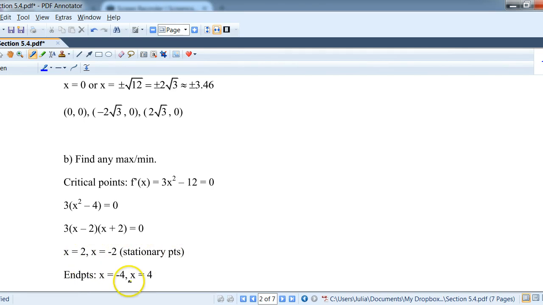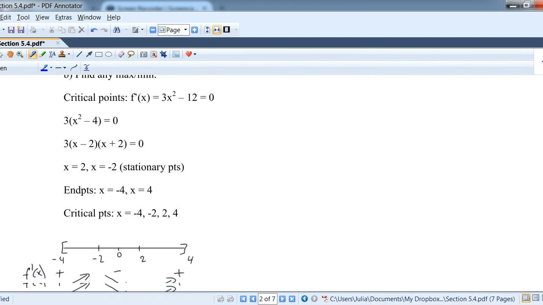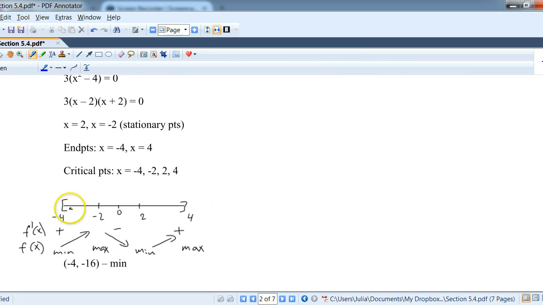We do have a couple of endpoints, negative 4 and 4. We don't have any singular points, so I didn't even note them. And so we have 4 critical points, which we can test as we're used to. Put them on the number line. I used the first derivative test mostly because there are endpoints. For the second derivative, we can only test stationary points. So if you have endpoints, might as well draw it out.